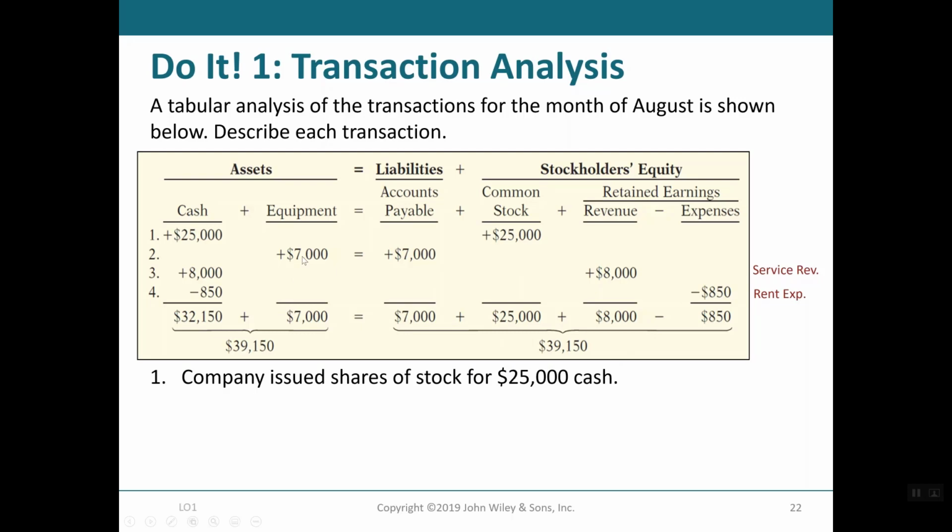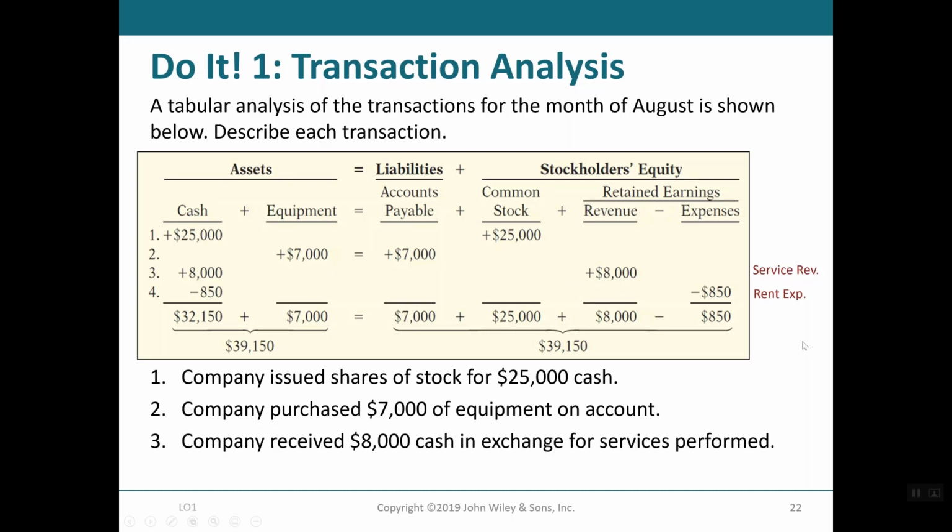Okay. Number two, I see there is an increase in equipment, an increase in accounts payable. So my first thought is that they bought equipment, but they bought it on account. On account again means you did not pay cash for it. Okay. So company purchased $7,000 of equipment on account. There we go. So number three, I see 8,000 cash. That's an increase in cash. And then an increase in revenue. So either some services have been performed or some goods have been sold worth 8,000. So let's see. Company received $8,000 in cash in exchange for services performed.